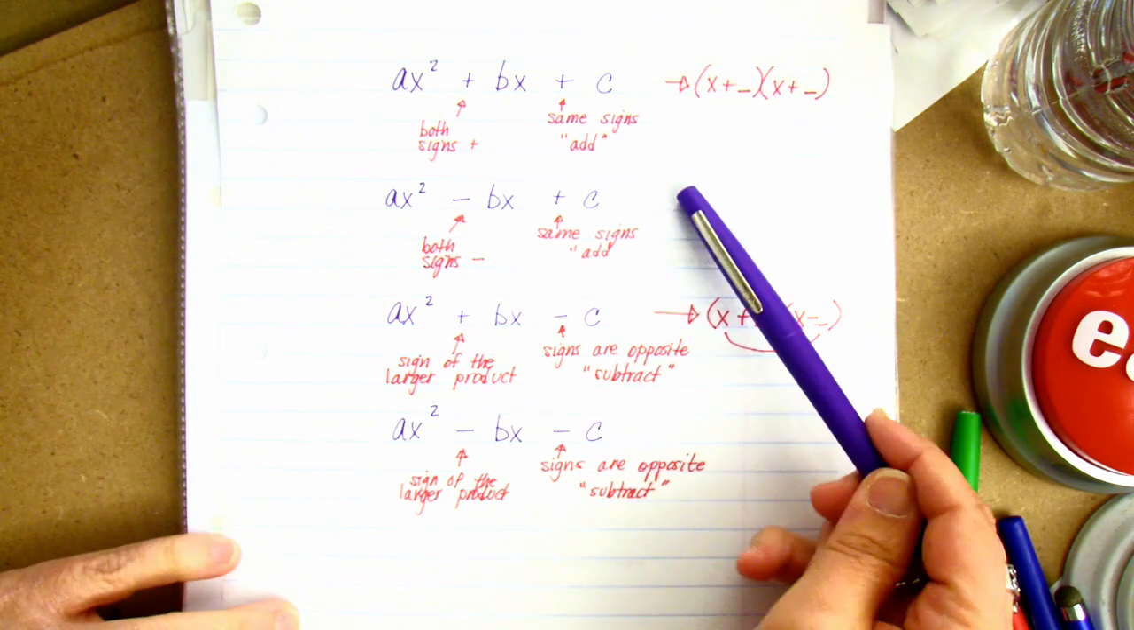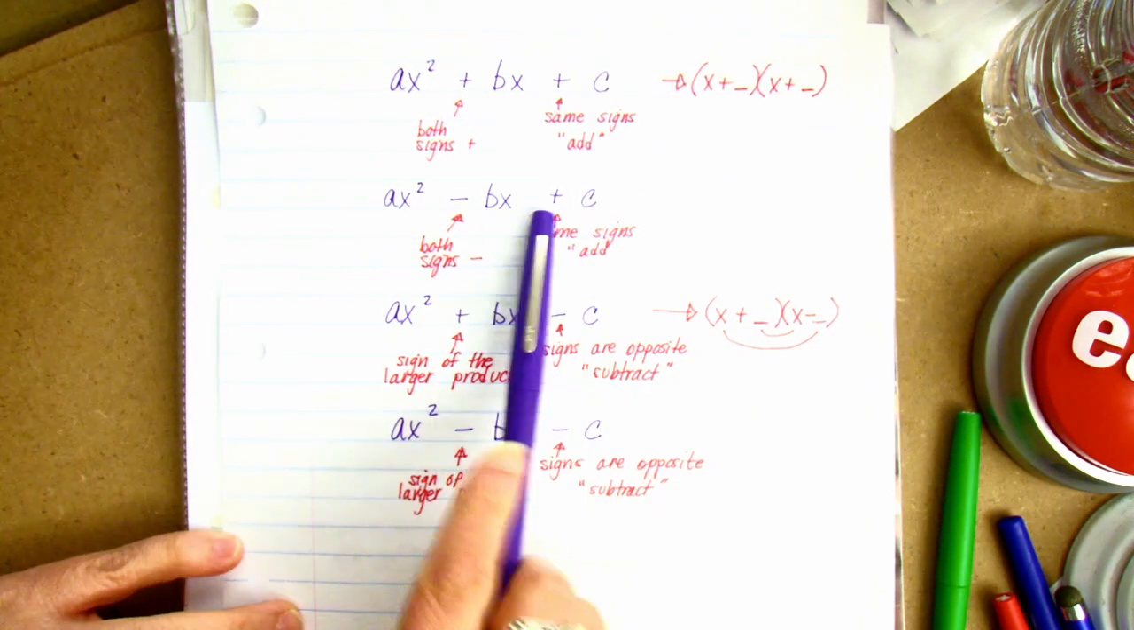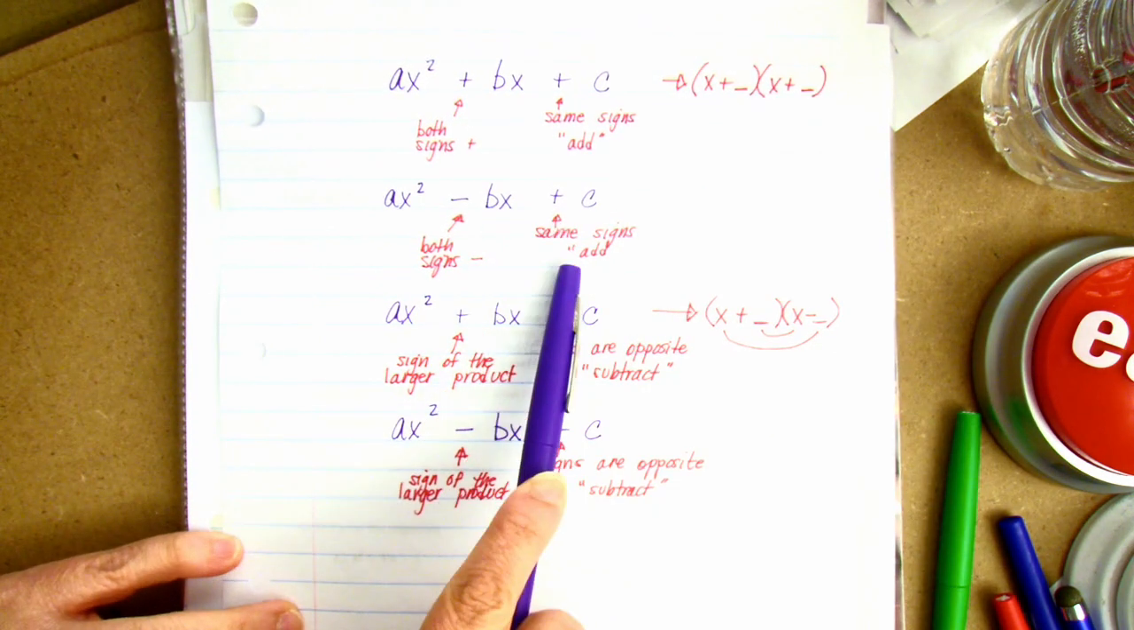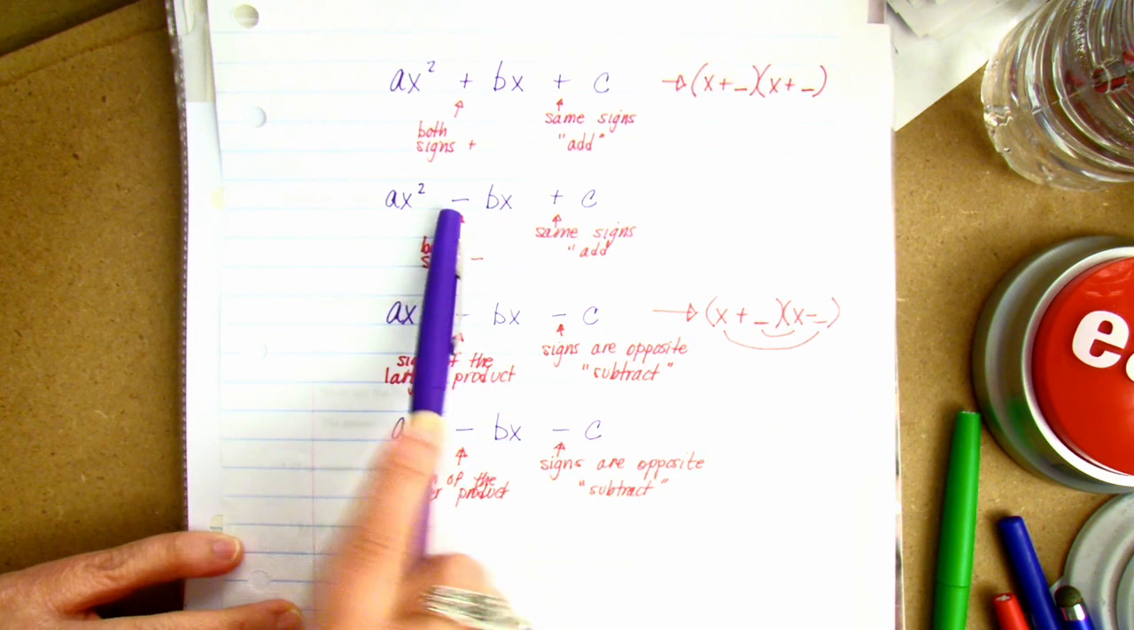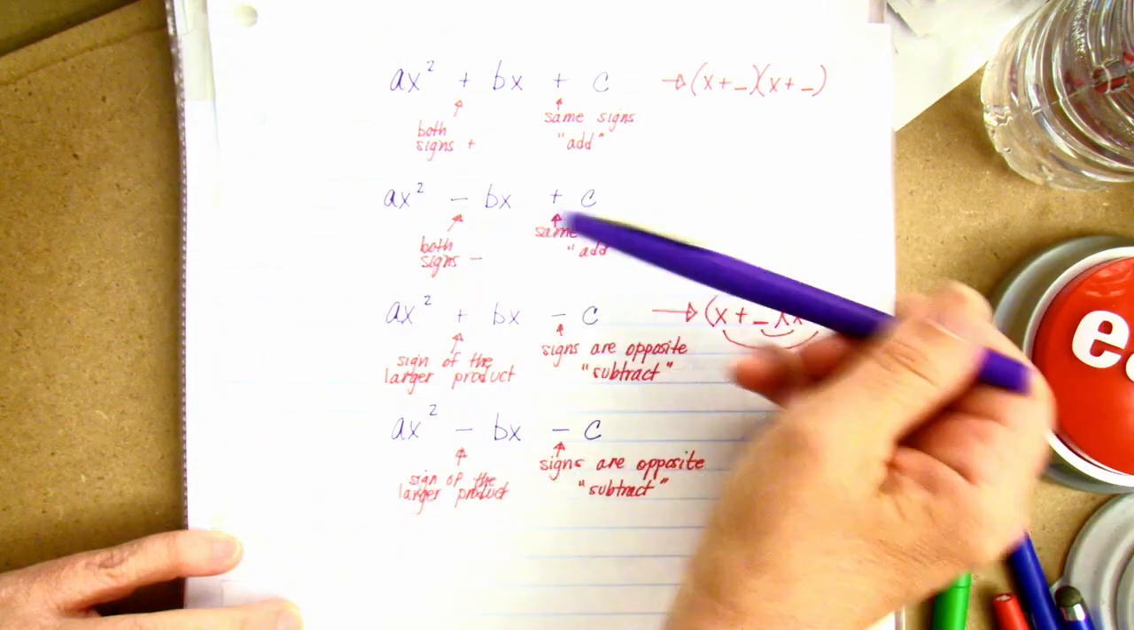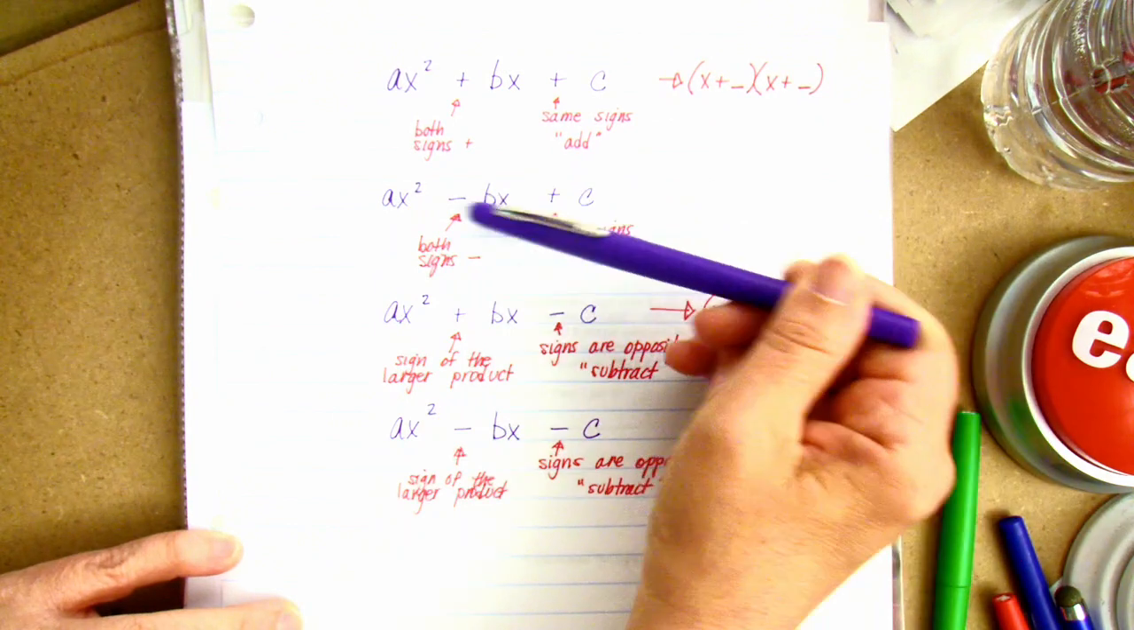Okay, again, I'm reading it backwards. This means same signs that I'm going to add. Since they're the same signs, this means they're both minus. Always read it backwards. Multiplies to this. When I add them, gives me the B.